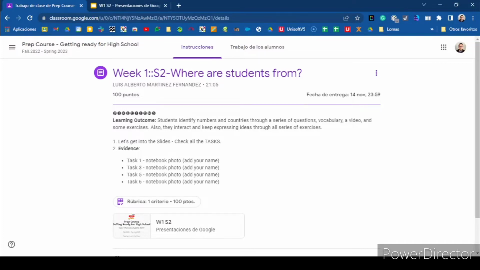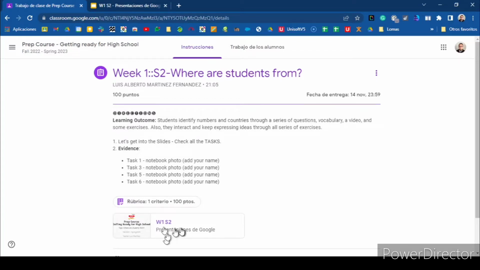First of all, I would like to introduce the objective of this lesson in session number 2, titled Where are students from? This is going to be a short video, and the main purpose is to make sure that students can identify numbers and countries through different materials such as questions, vocabulary, a video, and some exercises. All this is going to help us to interact and express different ideas, different comments.